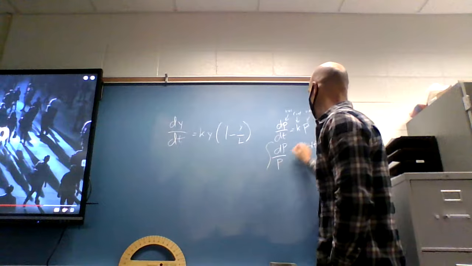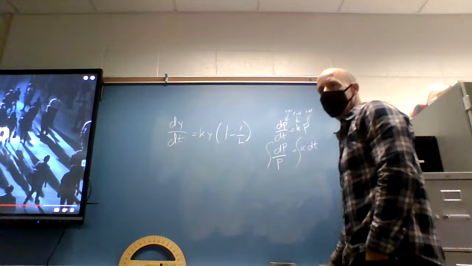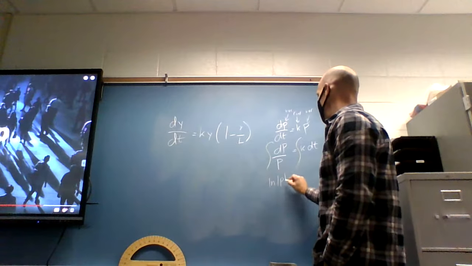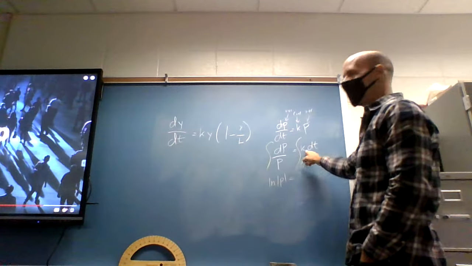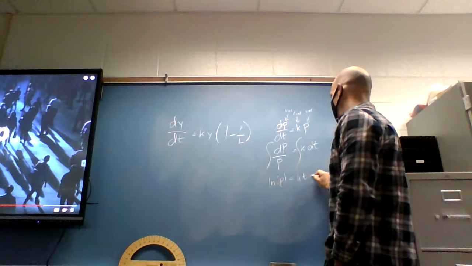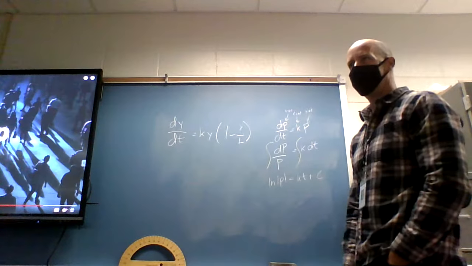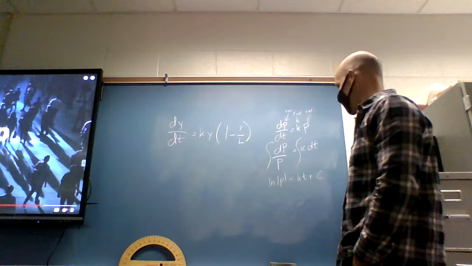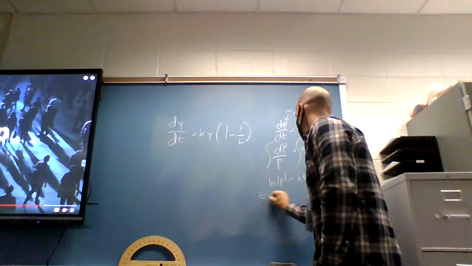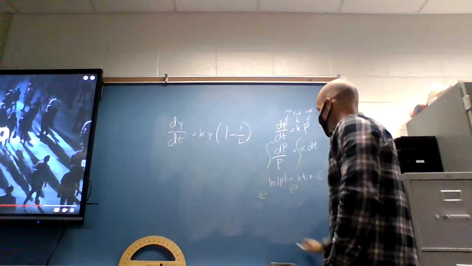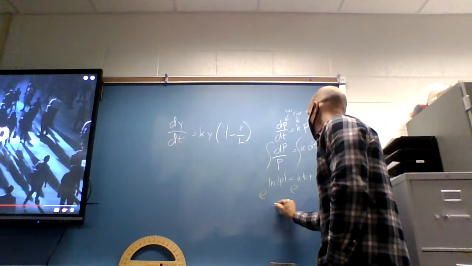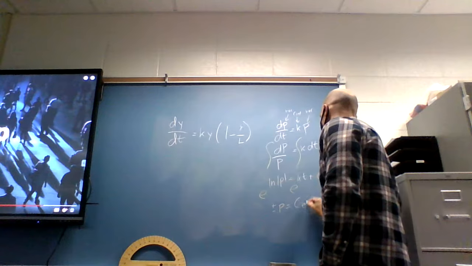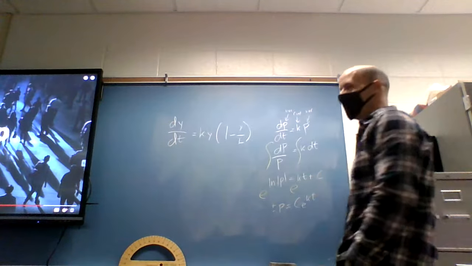You're going to integrate, right? We're going to integrate both sides. When we integrate this side over here, we're going to get the natural log of p. And what do we get over here? kt plus c. And now I don't like that logarithm there, so what do I do now? I'm going to exponentiate both sides. So this is going to be plus or minus p equals ce to the kt.